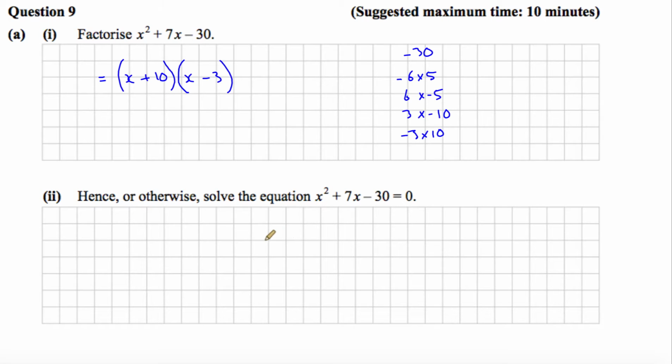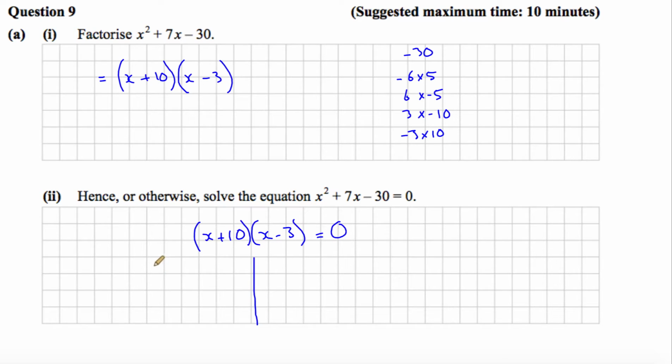Part 2 says hence or otherwise solve the equation x squared plus 7x minus 30 equals 0. Well, hence means using what we just discovered. So we can see this is the same quadratic expression, but this time it's equal to 0. So really what we're saying is that x plus 10 bracket x minus 3 is equal to 0. If one bracket multiplied by another bracket is 0, the only way that can be true is if one of the brackets is 0.